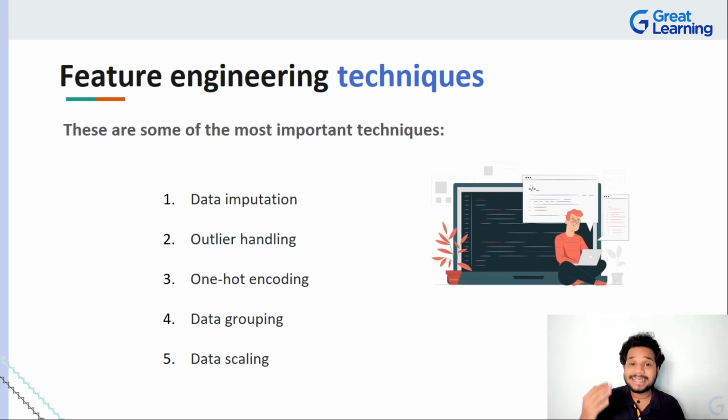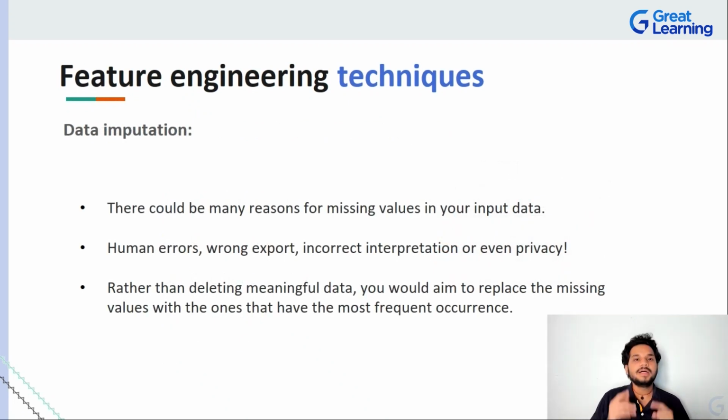Then we take a look at data grouping, data scaling as well, right? So these are 5 important techniques that we will try to use to understand how we can go on to perform feature engineering in an effective manner. So let's start with data imputation.